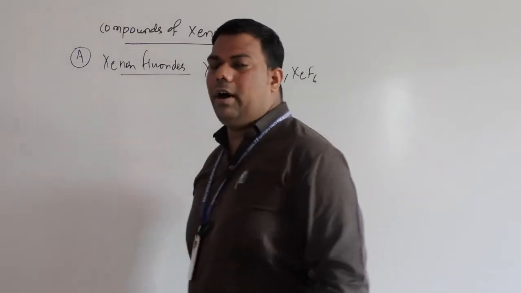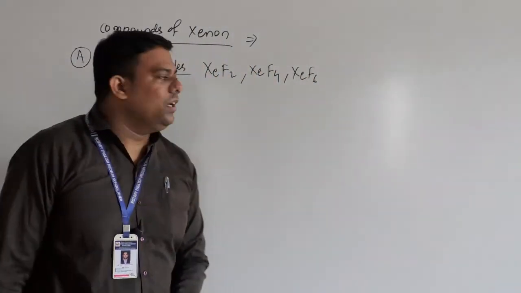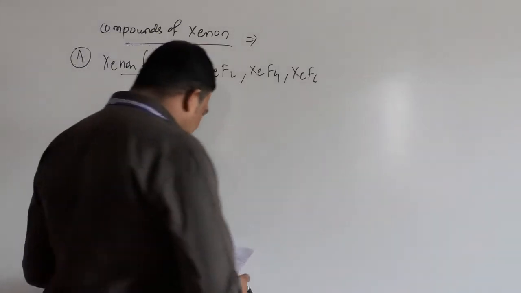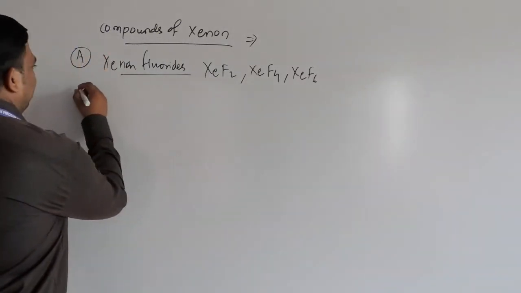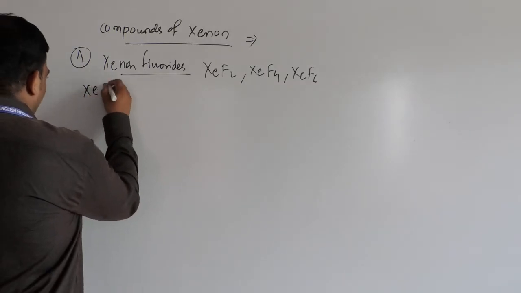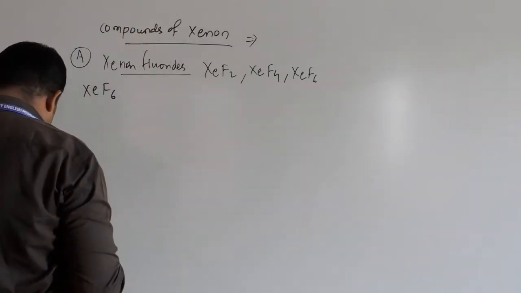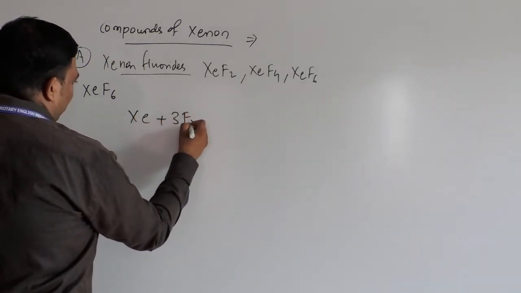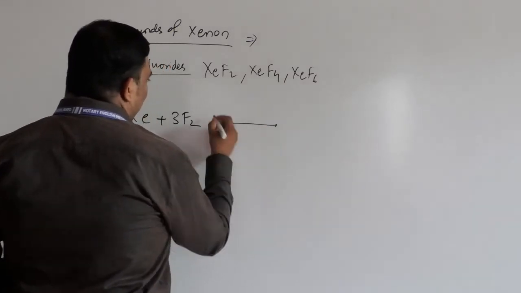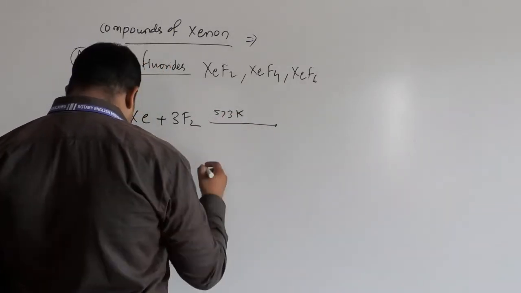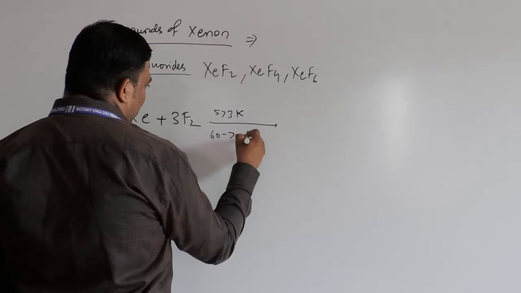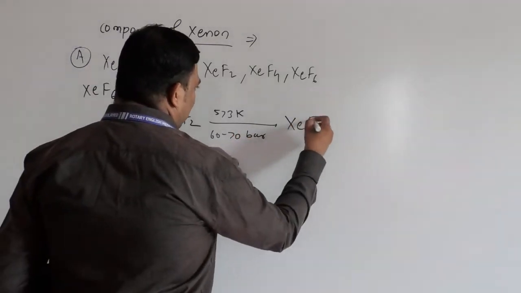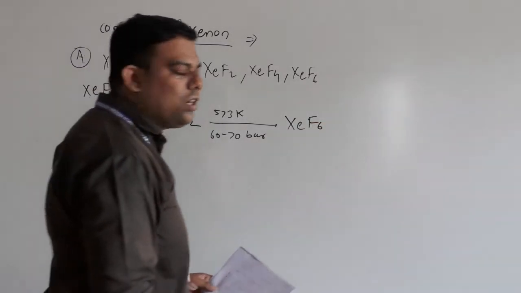Now we'll discuss about XeF6. How is XeF6 prepared? Simply Xe plus 3F2 in a nickel vessel at 573 Kelvin and 60-70 bar pressure, and you will get XeF6. We will draw its structure also.